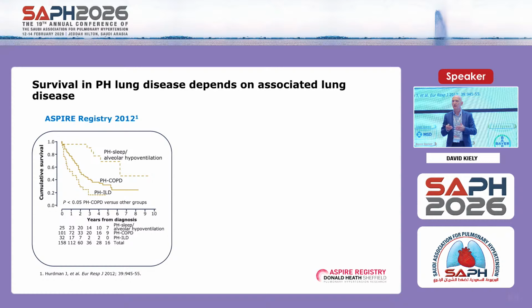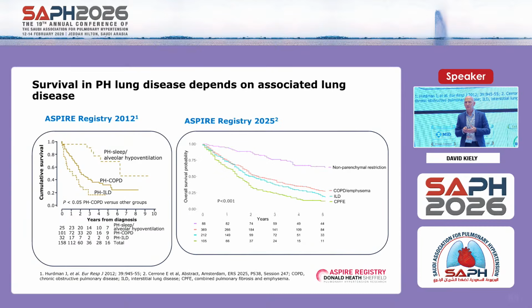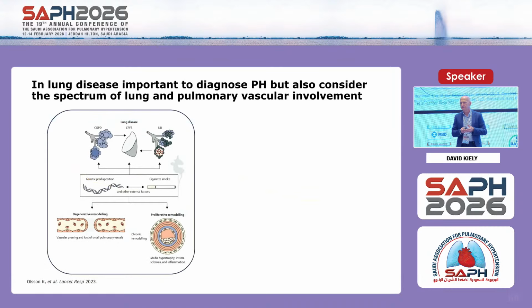When we see patients with underlying lung disease, it's important to remember as well that the survival in pulmonary hypertension and lung disease depends on the underlying form of lung disease. And we can see that patients with sleep disorder breathing have a much better prognosis than COPD and also an ILD. And more recent data from our ASPIRE registry in a large cohort of over 700 patients having cardiac MRI imaging shows a very, very similar picture, again with patients with non-parenchymal restriction having the best survival and patients with combined pulmonary fibrosis and emphysema having the worst survival.